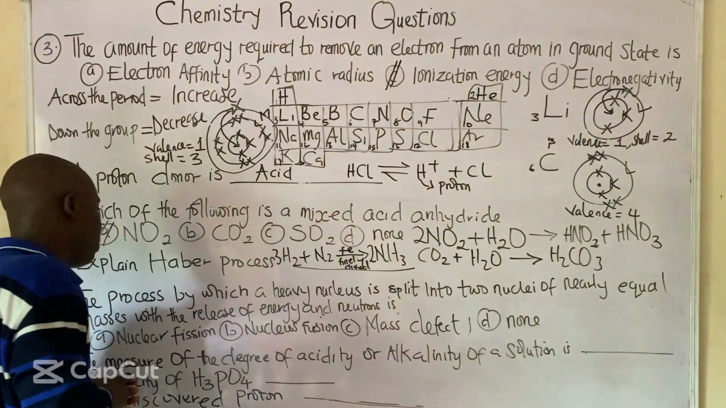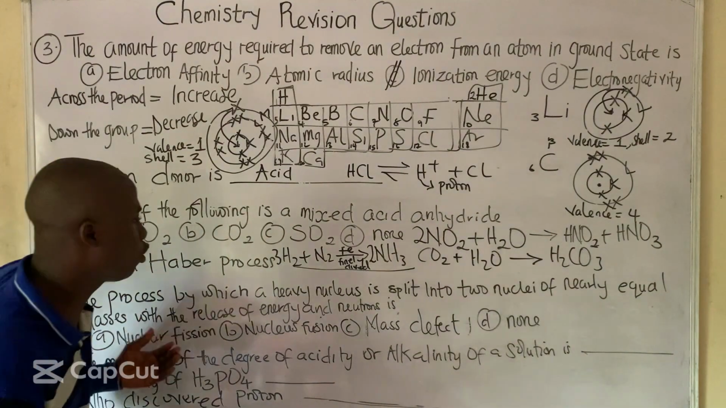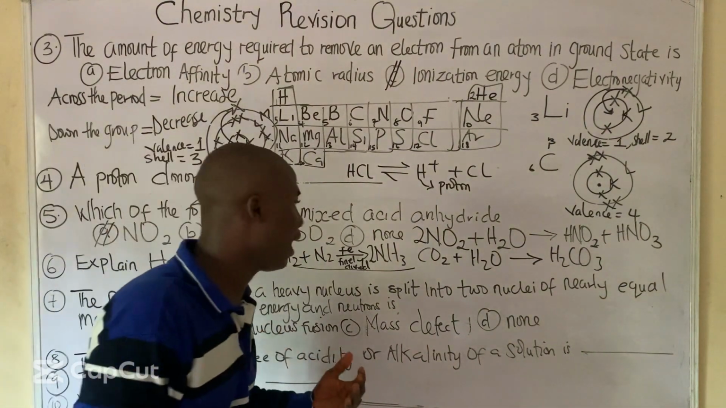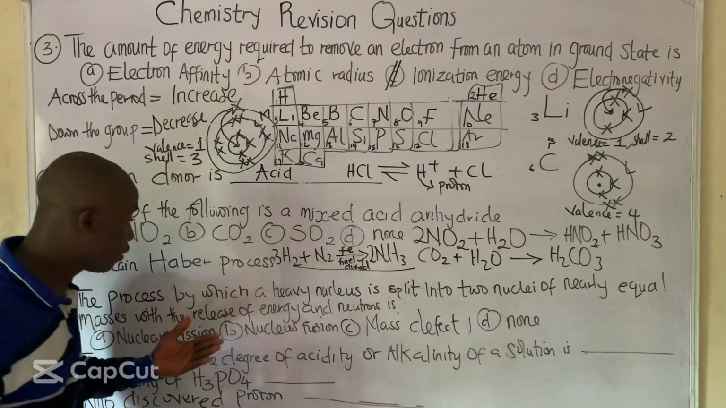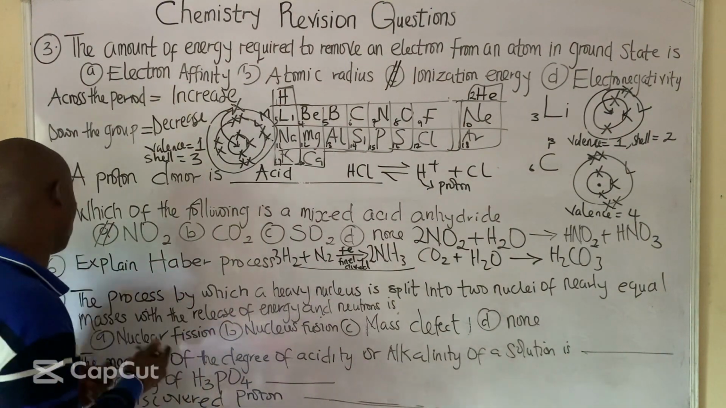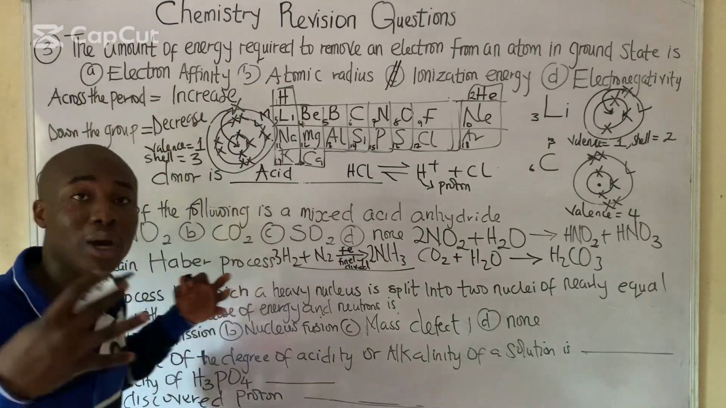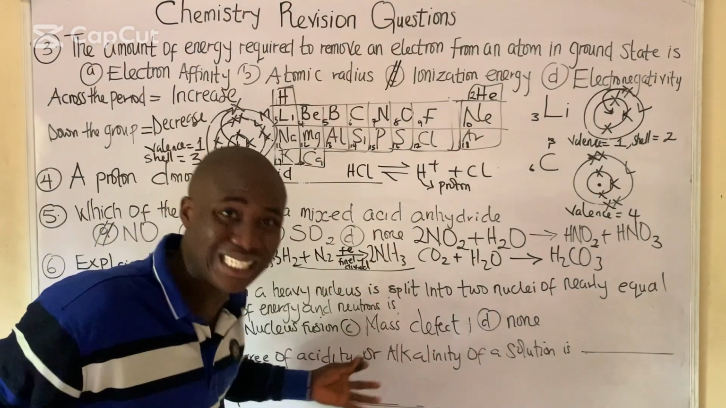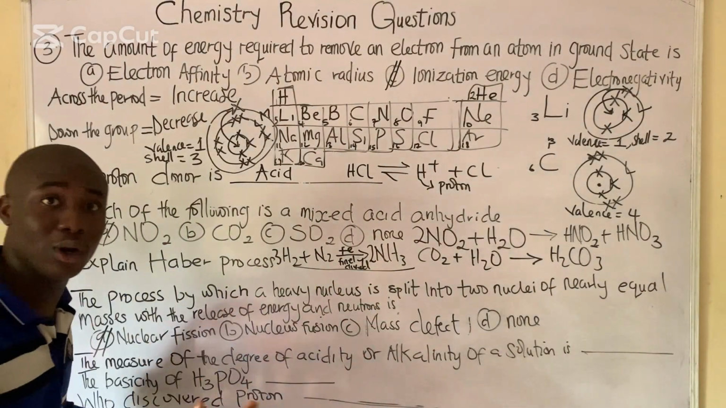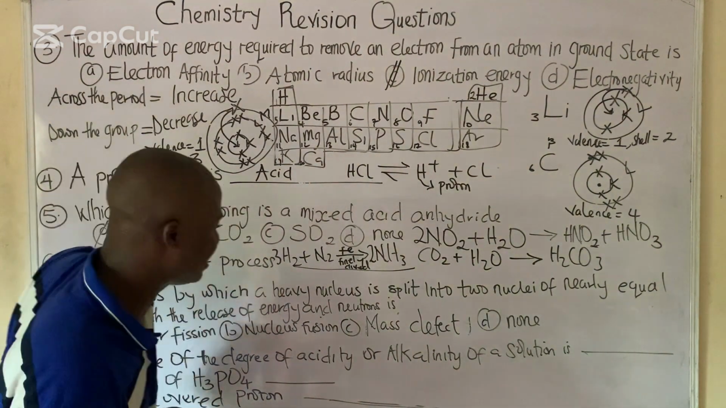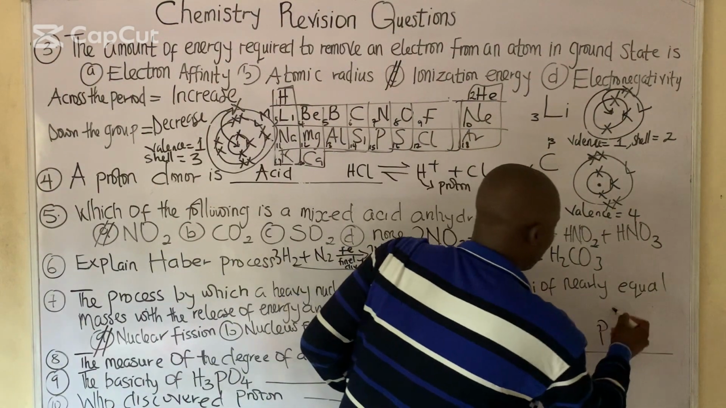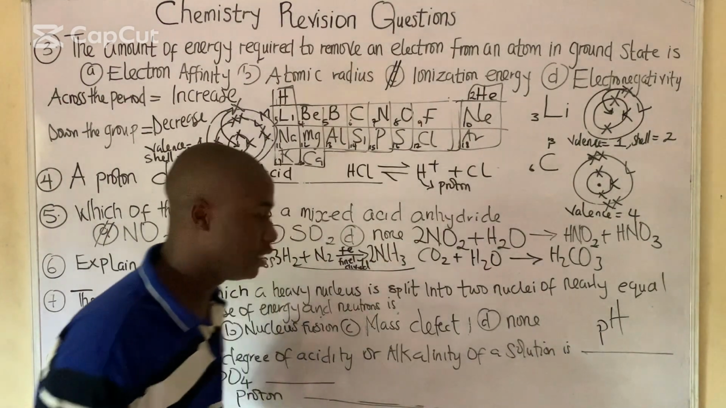Moving further, the process whereby a heavy nucleus is split into 2 nuclei of nearly equal masses, with the release of energy and neutrons, is basically called nuclear fission, not fusion. Fusion, you are bringing things together. Fission, you are splitting to form smaller components. Now 8. The measure of the degree of acidity or alkalinity of a solution is simply called pH. This is something we must take note of.